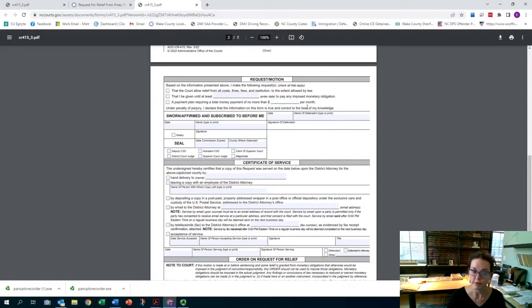So perhaps you look at your financial circumstances, you believe that you can pay $20 per month and you want to pay your debt, then you would fill in $20 per month here and check the third box. Then you're going to date and print your name here, and then you're going to sign your name here.